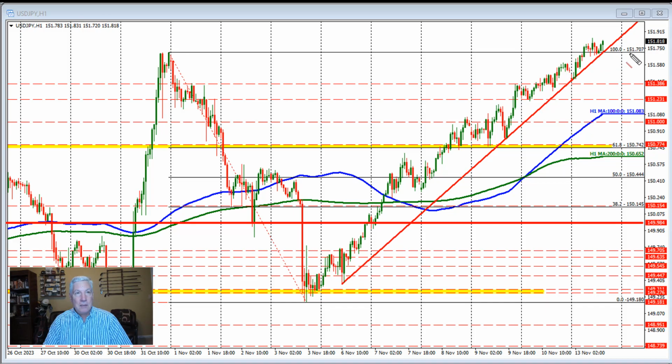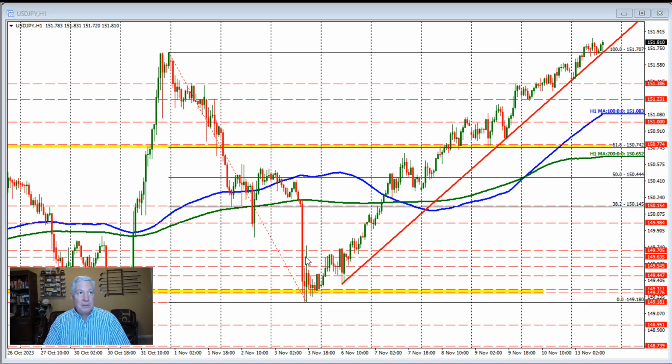So watch the 151.70 level as close as support. If we break below that level, we'll look toward the 151.38 level and then down to 151.23 as numbers to be aware and prepared for. The 100-hour moving average ultimately would have to be broken, and that's all the way at 151.08, well above the 150 level. So you can see the bullishness that we're seeing here in this currency pair.